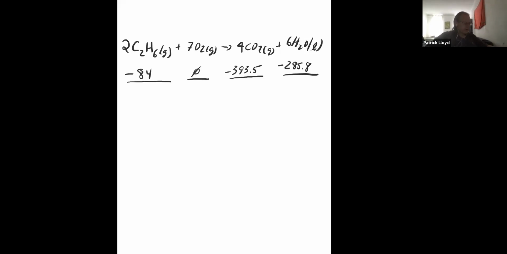Okay. So again, let's do the products, right? So you do the products first. It doesn't matter which one you do first, but you just got to make sure you do products minus reactants. So the products, you've got 4 of the carbon dioxide. So 4 times negative 393.5 plus 6 times negative 285.8. Okay, and then you add all those together. They're both negatives, right? So you're going to be adding negative numbers. So it's going to be a pretty big negative number. So 4 times 393.5 plus 6 times 285.8. So you get negative 3288.8.